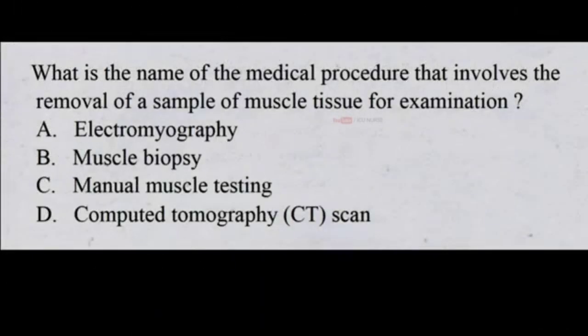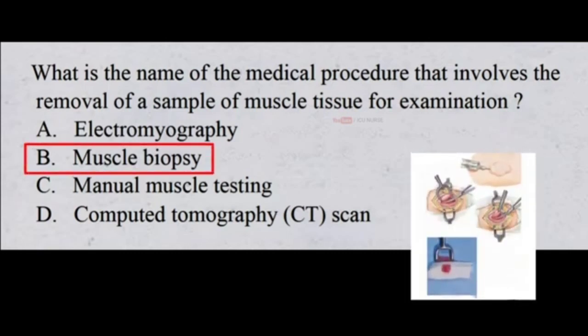What is the name of the medical procedure that involves the removal of a sample of muscle tissue for examination? A. Electromyography. B. Muscle biopsy. C. Manual muscle testing. D. Computed tomography scan. And the correct answer is B. Muscle biopsy. Muscle biopsy is a procedure used to diagnose diseases involving muscle tissue. In the procedure of muscle biopsy, a small sample of muscle tissue is removed for examination.